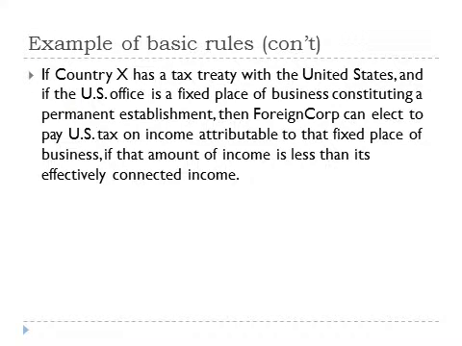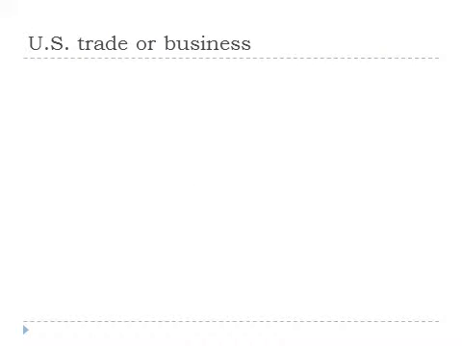If Country X has a tax treaty with the United States, and if the U.S. office is a fixed place of business constituting a permanent establishment, then Foreign Corp can elect to pay U.S. tax on income attributable to that fixed place of business if that amount of income is less than its effectively connected income. Business income is taxed in the United States if it is effectively connected with the conduct of a U.S. trade or business. So let's take a look at the requirements for a U.S. trade or business.